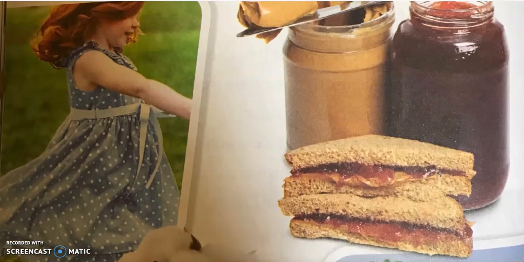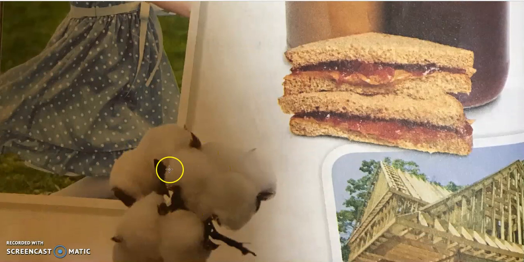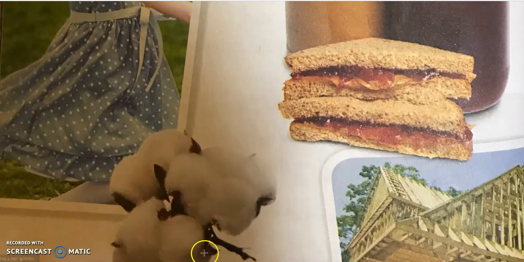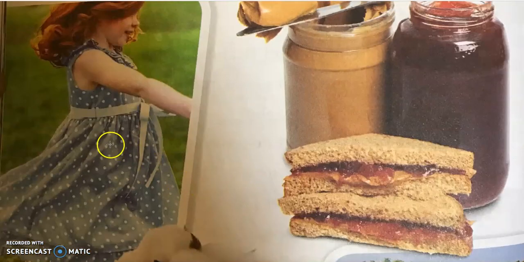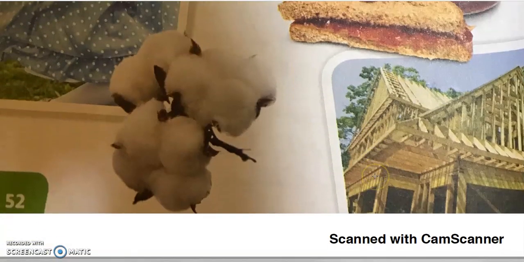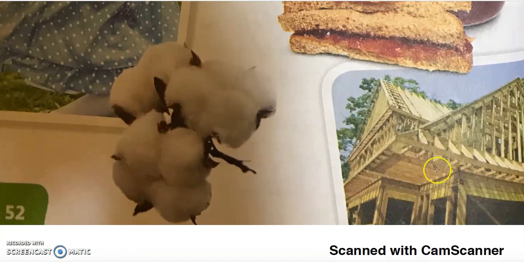And what plant do you think the girl's dress is made from? This girl's dress. Do you see this right here? It's called cotton ball, right? Most of the clothing that we wear on a daily basis are made of cotton ball right here. So this is probably made from this one as well, this plant. And what about this one? What plants are used to build houses? Trees!